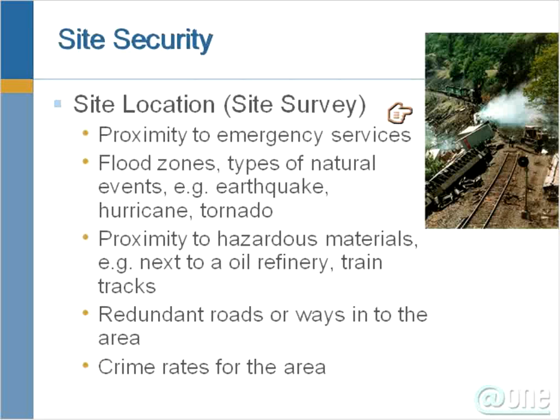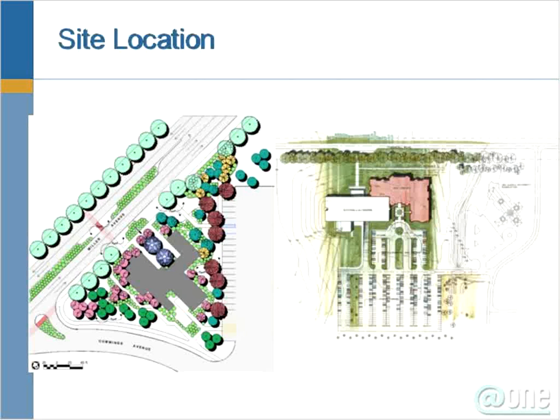Site security, again, is picking your site and knowing if you have any risks like train derailments. Are you in a flood zone? Are you on a fault line if you're in California? What about redundant roads into the area? What about the crime rate in your area? All these things should be considered as a part of your risk assessment with your physical security in IT systems.